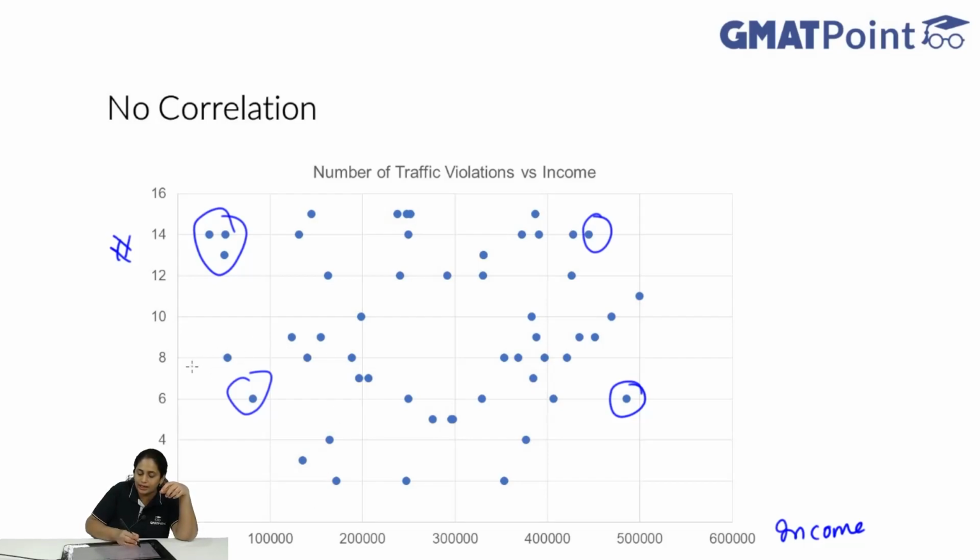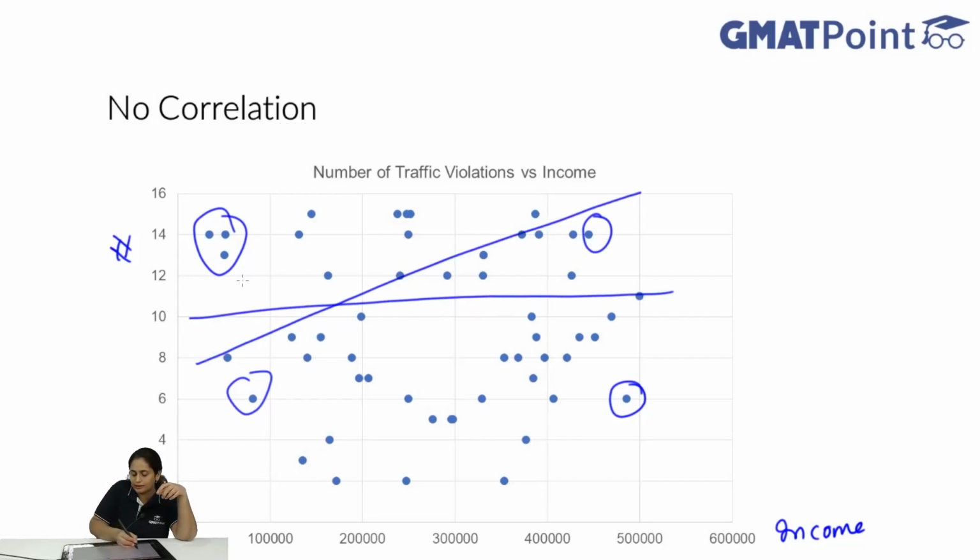I can draw any line, I can draw a line like this, I can draw a line like this, I can draw a line like this. It can be positive, it can be negative, it can be zero also. So in general, basically there is no trend observed. If there is no trend observed, there is no correlation.